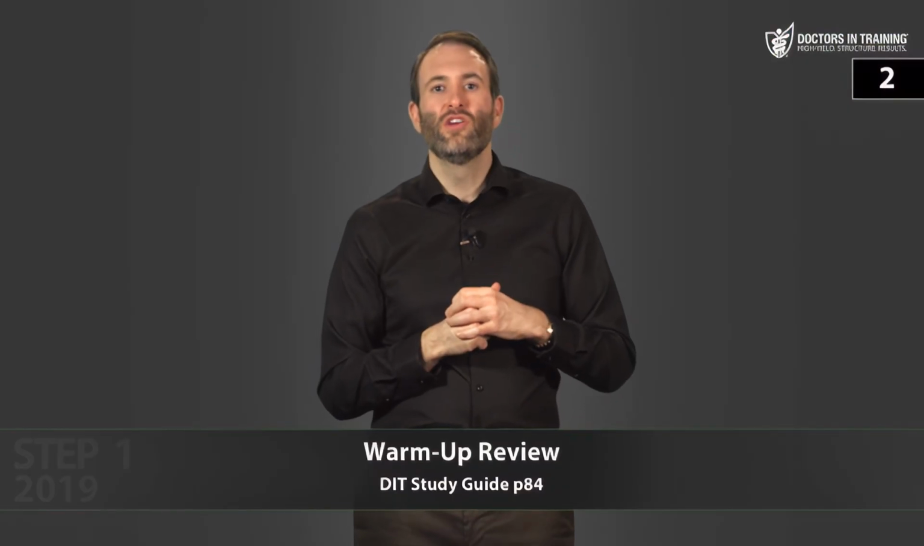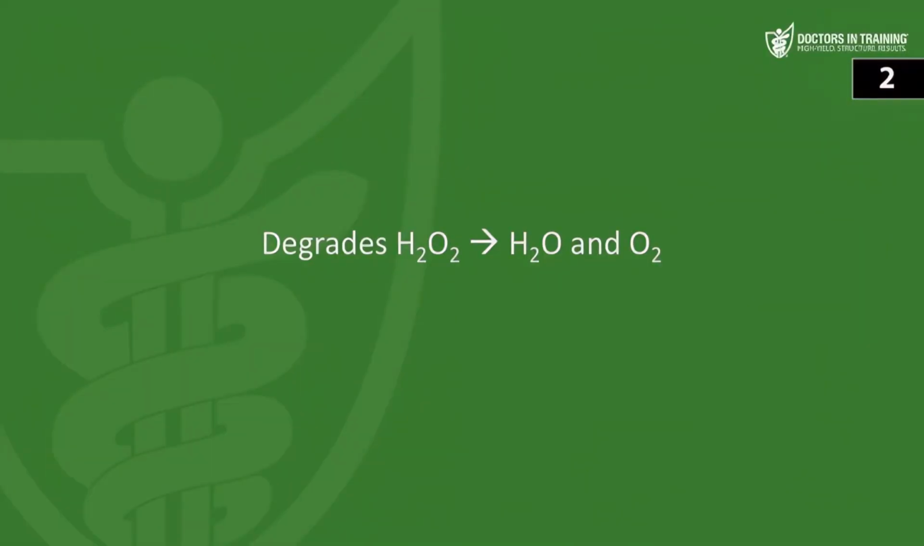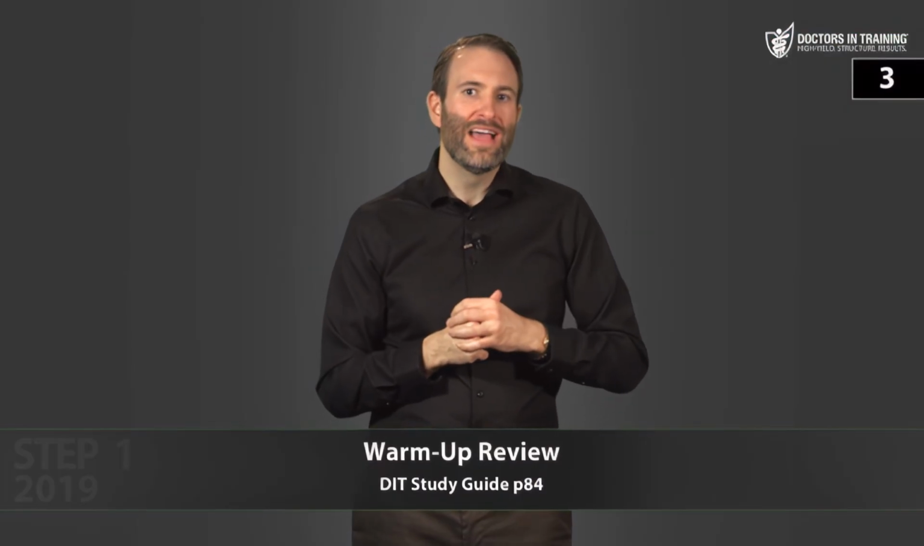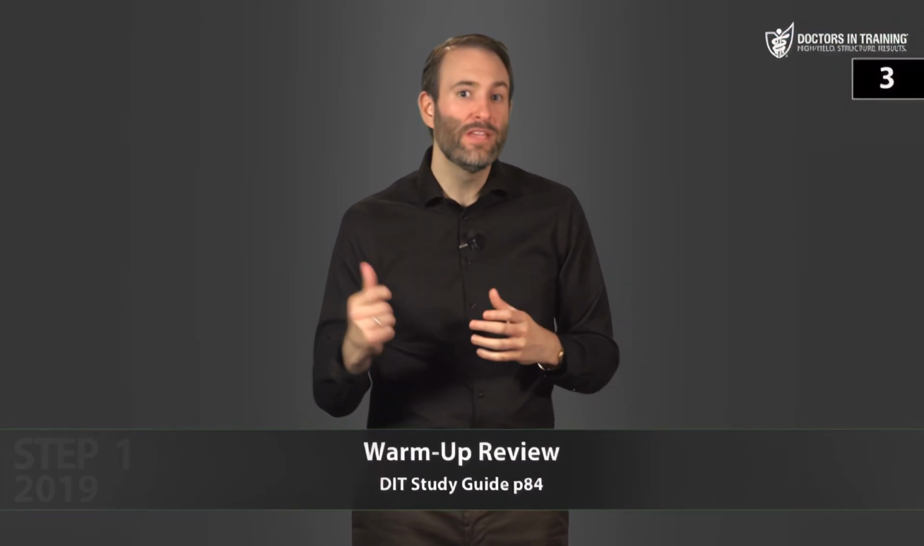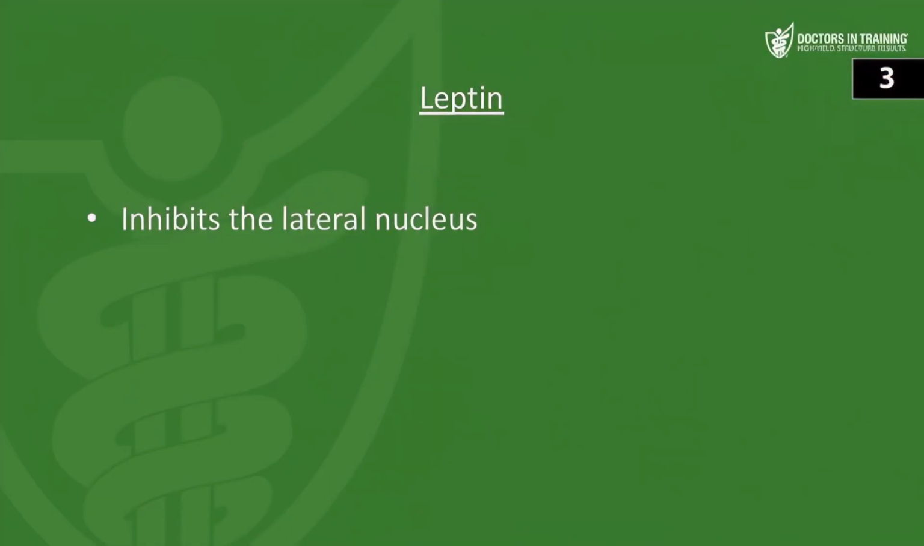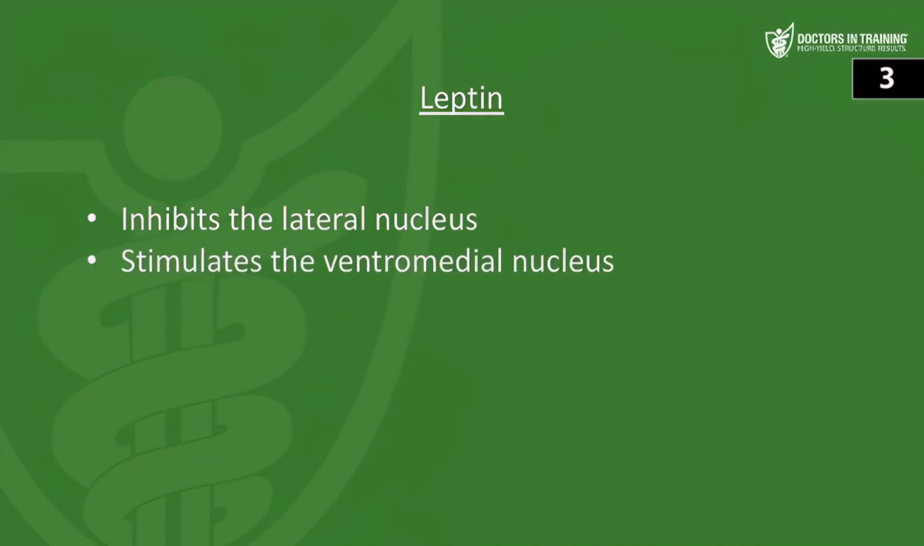Next, what is the function of catalase? Well, it's going to degrade hydrogen peroxide into water and oxygen. Next, which portions of the hypothalamus are inhibited by leptin, which are stimulated? So leptin inhibits the lateral area or the lateral nucleus, and it stimulates the ventromedial nucleus.